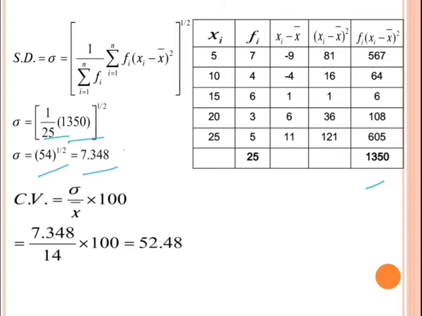Now next we have to find the coefficient of variation. So the coefficient of variation is given by standard deviation upon mean into 100. So the standard deviation obtained is 7.348. Our mean is 14, into 100. So on calculating this, we get our answer as 52.48, which is the required CV.